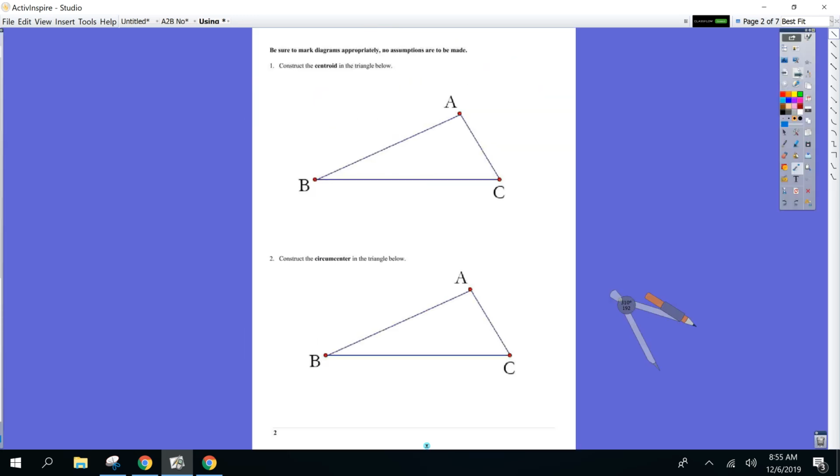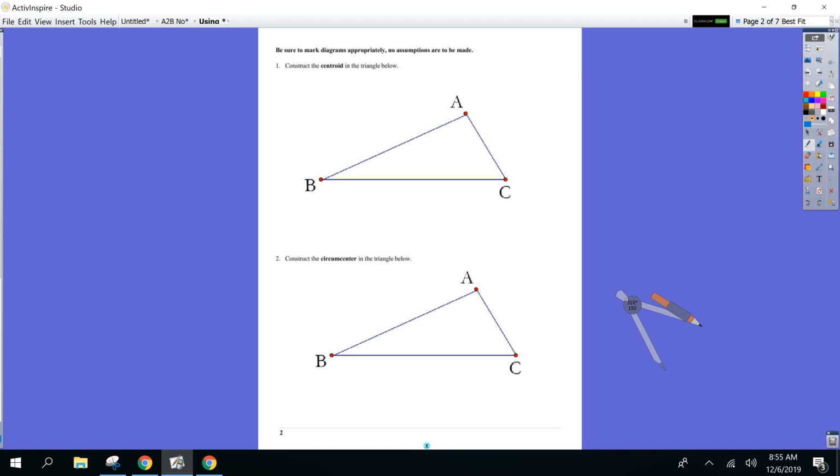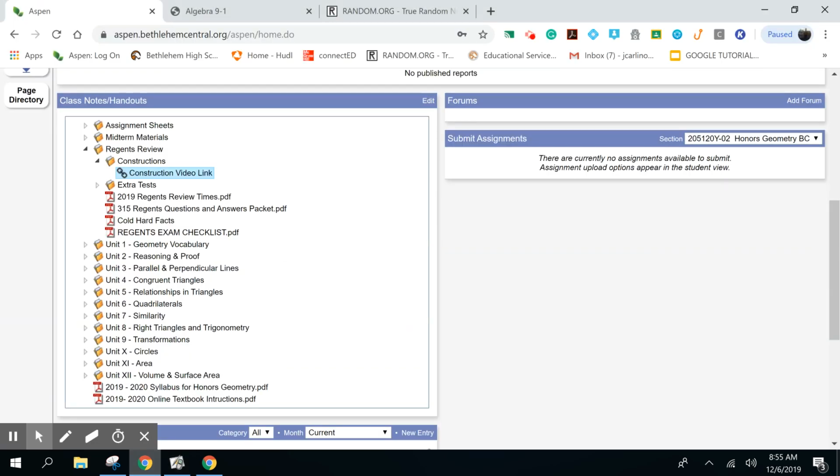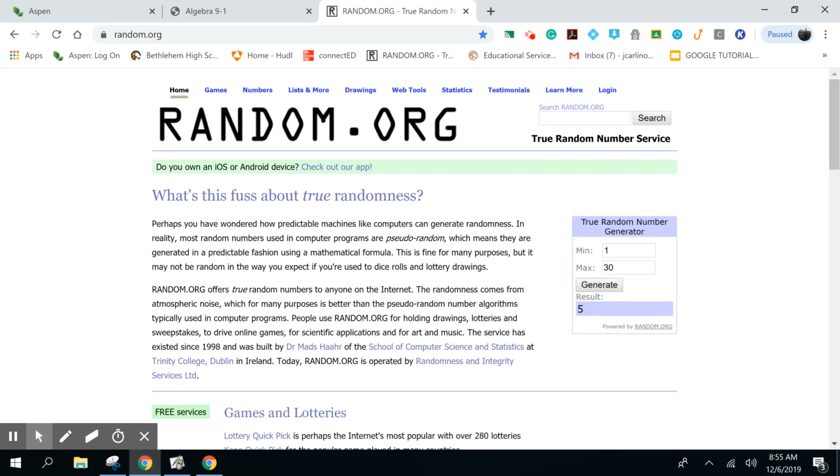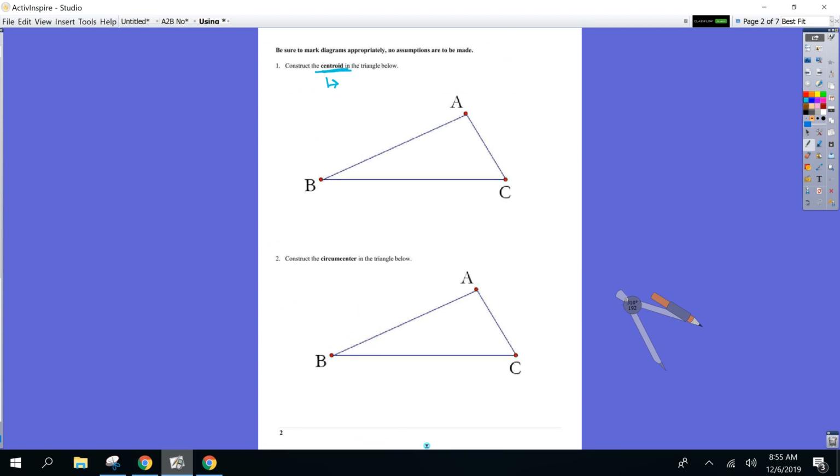Help me find the centroid of the triangle ABC. Centroid. So we may need to go back to our old packet because I know it's been a while. Centroid. Here we go. What are we thinking about with centroid? Not the special fact. I want to know how it's formed. Okay, let's go. How is the centroid formed? The medians.